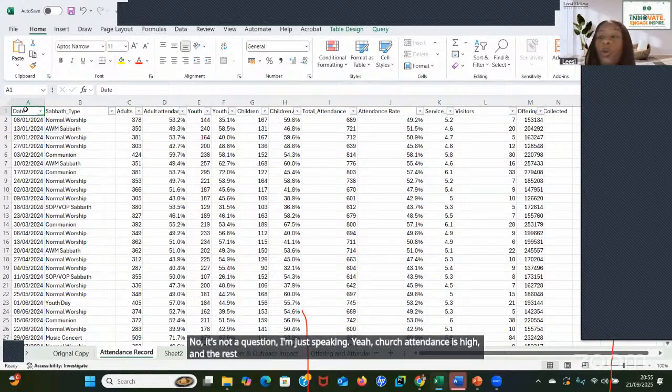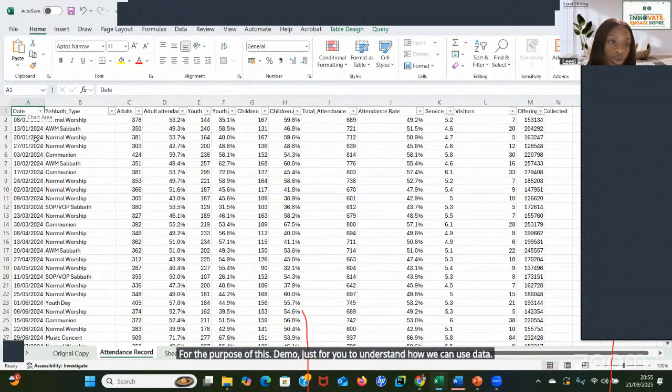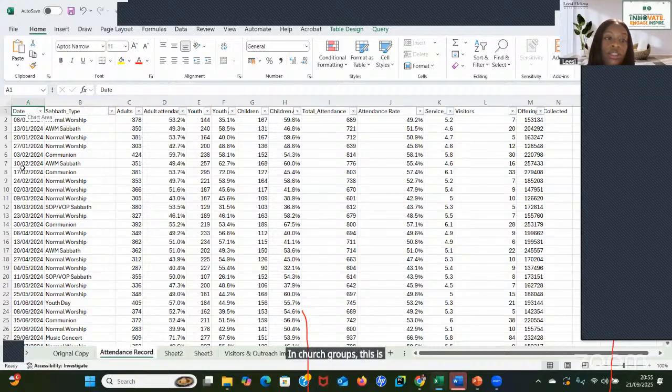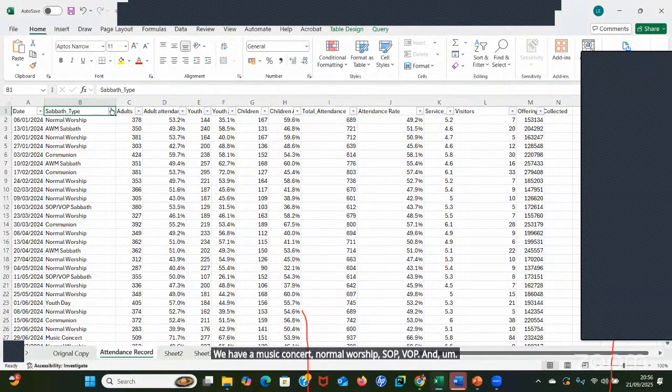So for the purpose of this demo, just for you to understand how we can use data in church growth, this is the date, and this data is from January to December of 2024. This is the Sabbath type. In this Sabbath type, we have AWM Sabbath, Communion Sabbath, music concert, normal worship, SOP, VOP, and a combined service.